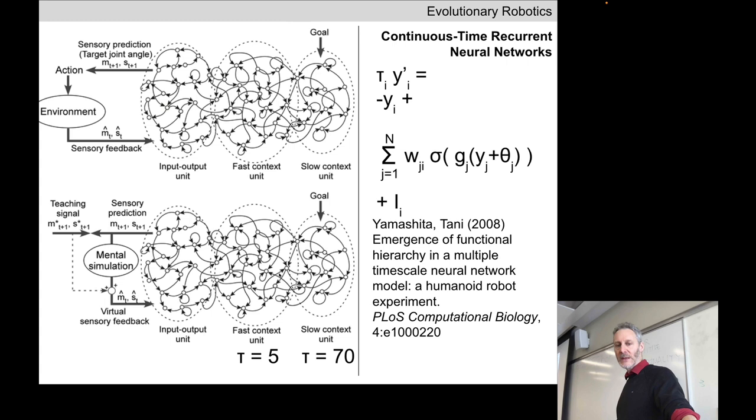They have a tau of 5. These neurons over here are the slow ones. They have a tau of 70. How the researchers here came up with 5 and 70, I have no idea. They probably tried different combinations until things worked. The important thing is that these tau values are much higher than these tau values.